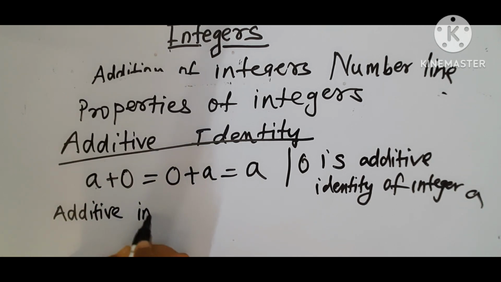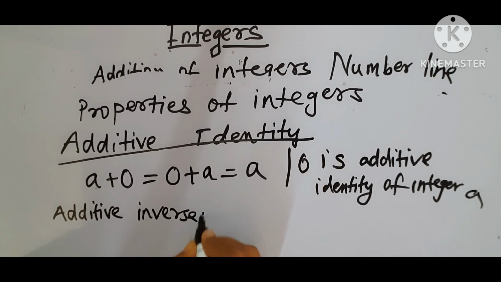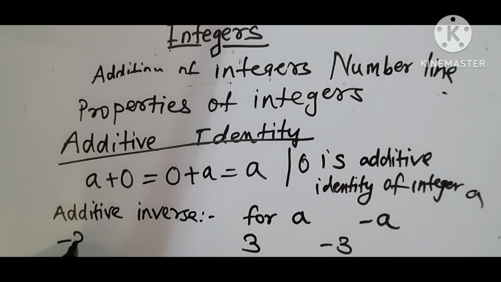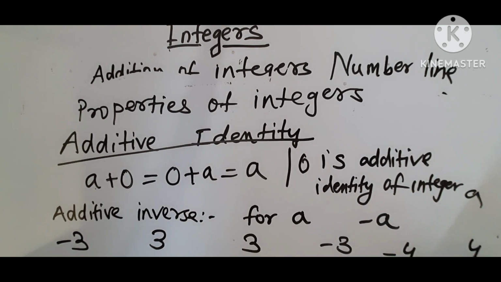Additive inverse is quite important because sometimes they ask you to solve the problem, and they even ask you to give the answer in inverse. Okay, so it's important to understand what is additive inverse. Additive inverse is nothing like for an integer a, its additive inverse is minus a. So for any integer 3, its additive inverse is minus 3. For minus 3, it is 3. So vice versa. For minus 4, additive inverse is 4. For 4, it is minus 4.